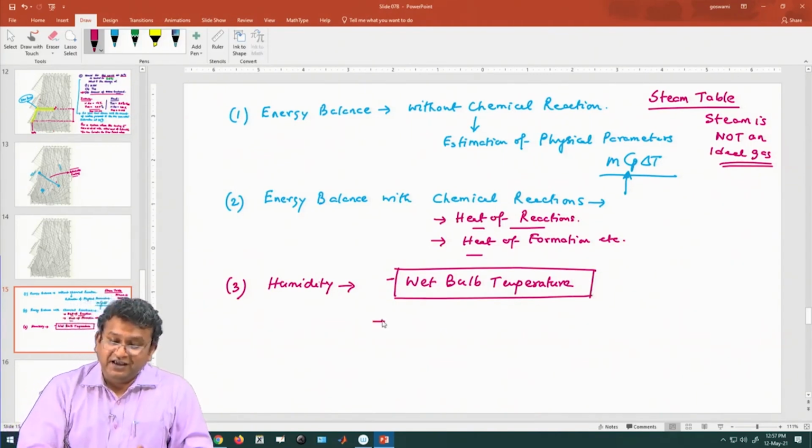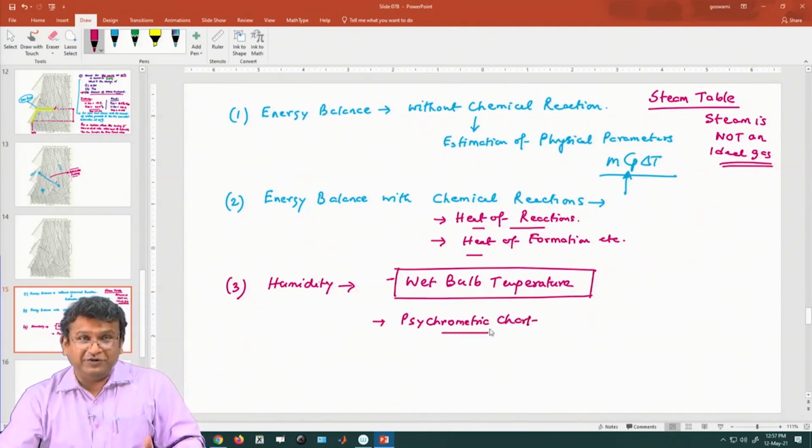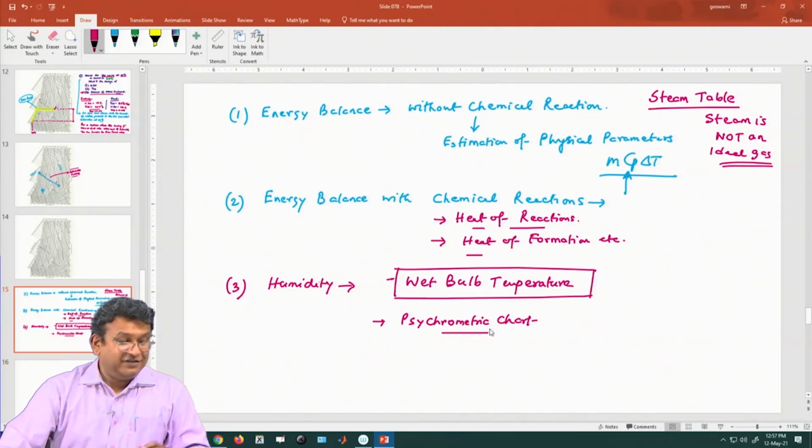And then finally, we learnt how to handle the psychrometric chart, which is my personal favorite, because you can have so much fun with the psychrometric chart, including locating processes.